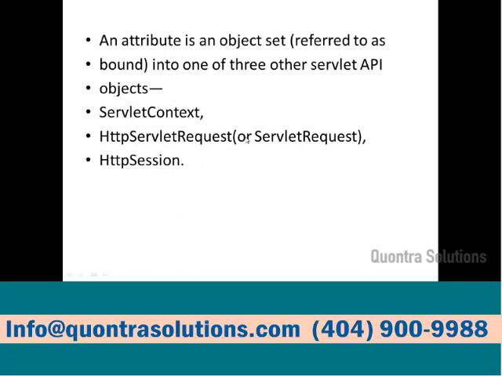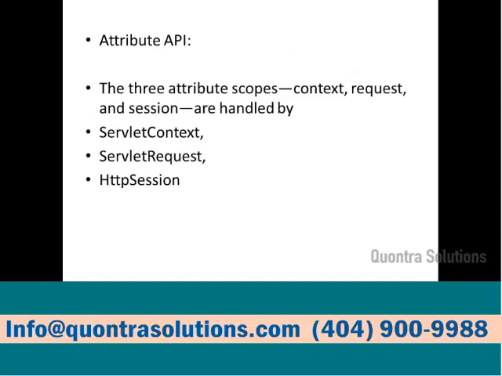An attribute is an object set into one of the three Servlet API objects. We can set attributes to the context, to the servlet request, and to the session. Why do we set them? If you want to send some objects from one servlet component to another component, we set all these model objects and send them to the other component or JSP. So there are three scopes: context scope, request scope, and session scope, handled by the servlet context, servlet request, and session. For the context scope we have listeners, for request scope we have listeners, and for session scope we also have listeners, right?